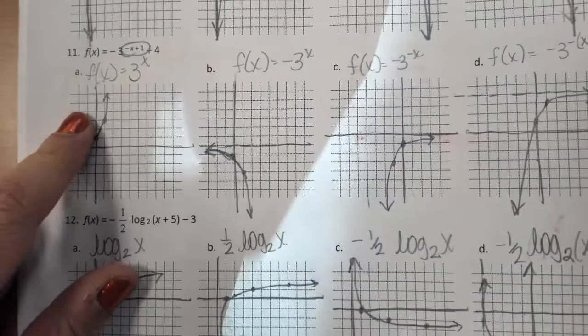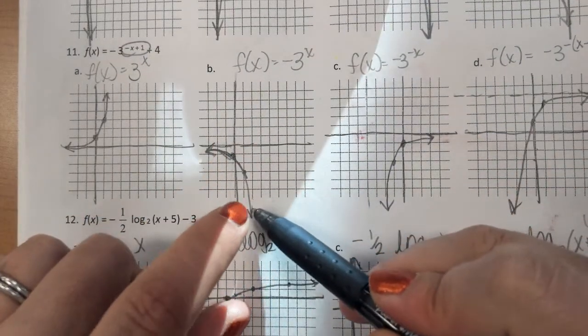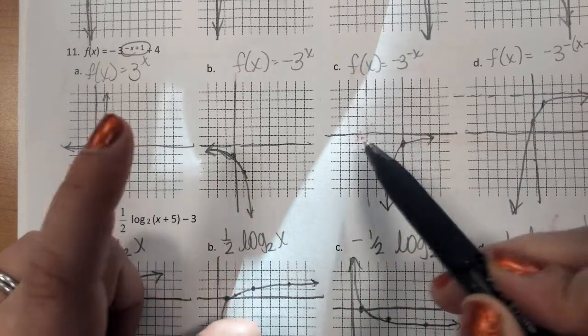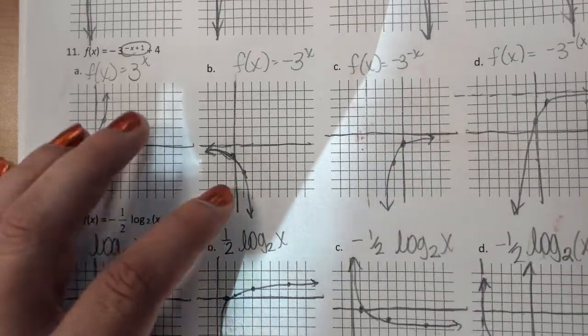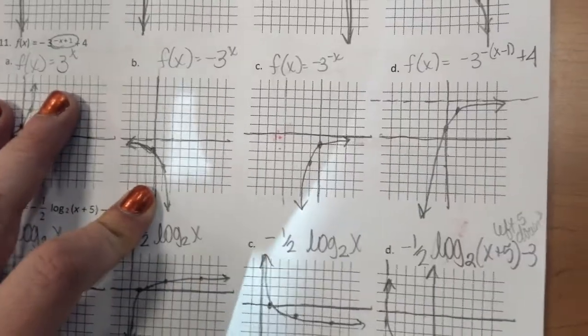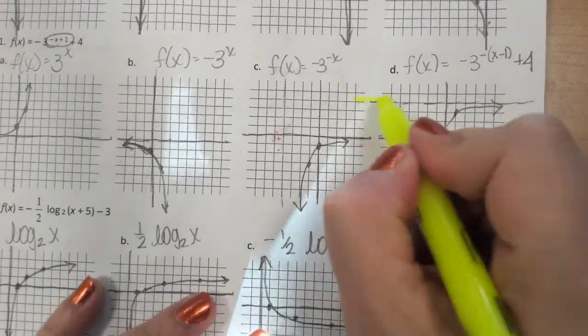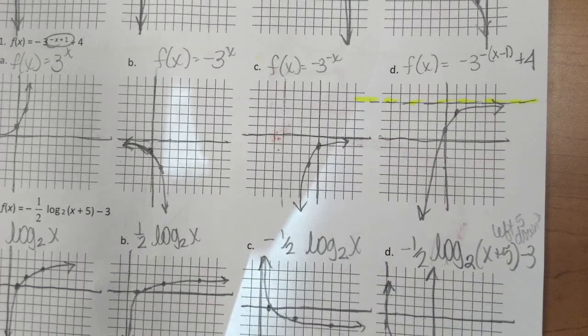And these are the answers that I got. So flipping, I flipped over the x first, and then I flipped over the y. You could have done it in a different order, that's fine. And then you want to shift right 1 and up 4. So now your asymptote is actually at y equals 4 because of that shift up here.